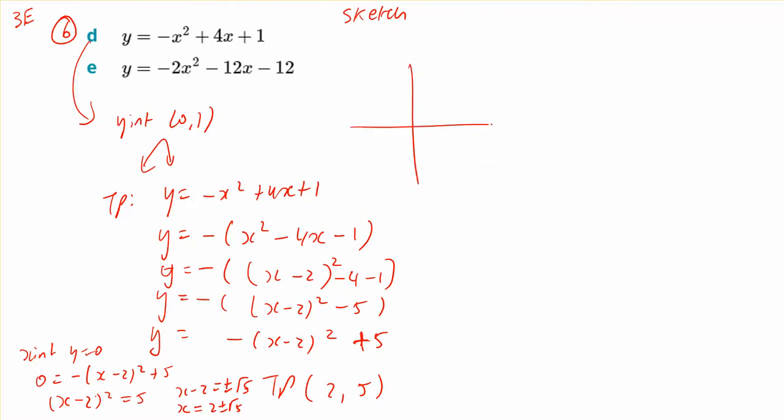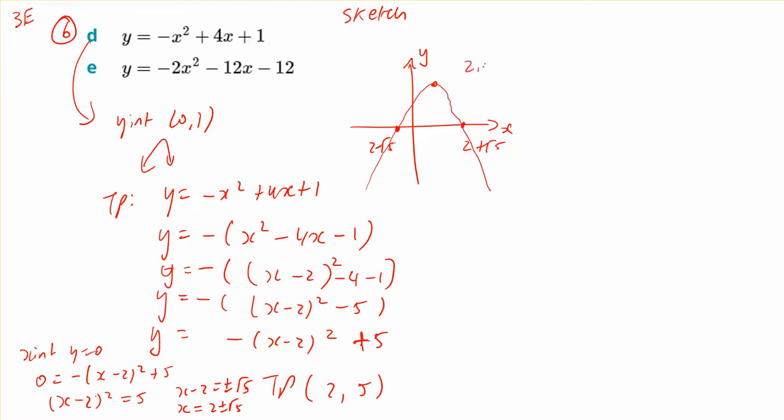To draw the graph, I've got y here, x there, and my x-intercepts at 2 minus root 5. Now, root 5 is actually greater than 2, so it's going to be in the negative region. So it's somewhere here, 2 minus root 5. How do I know? Because root 4 is 2, and root 5 obviously is greater than 2. So this is going to be in the negative region, and this will be 2 plus root 5. It's going to be a frown, and my TP is at (2, 5), so it's going to look something like this.